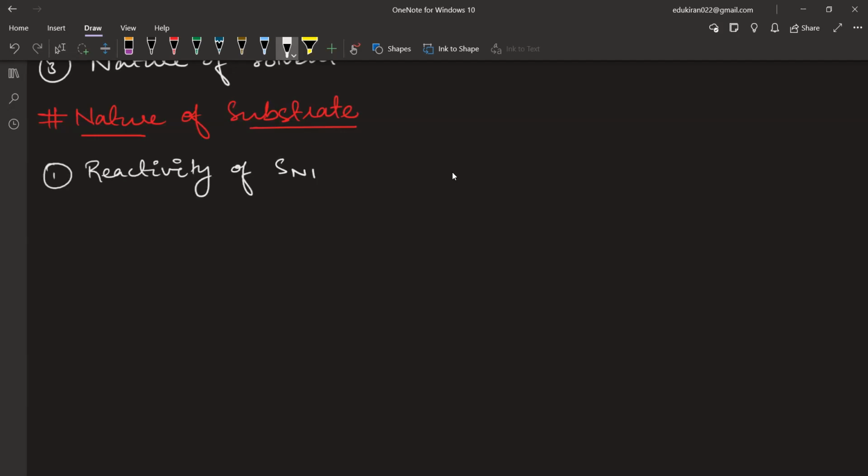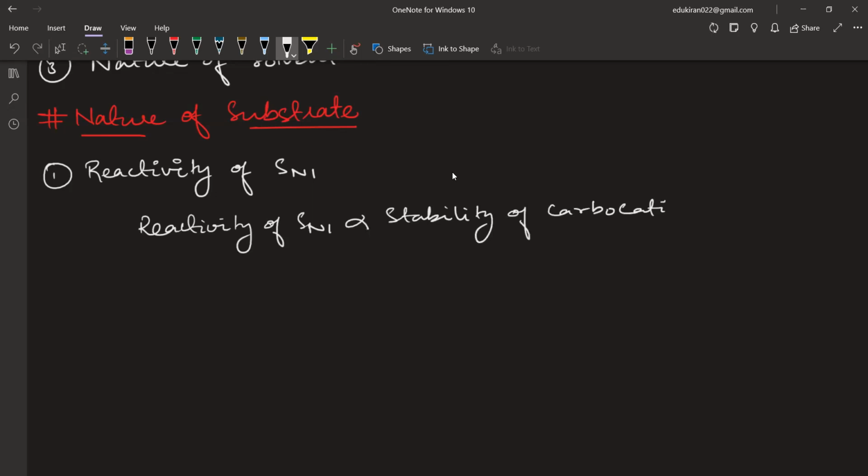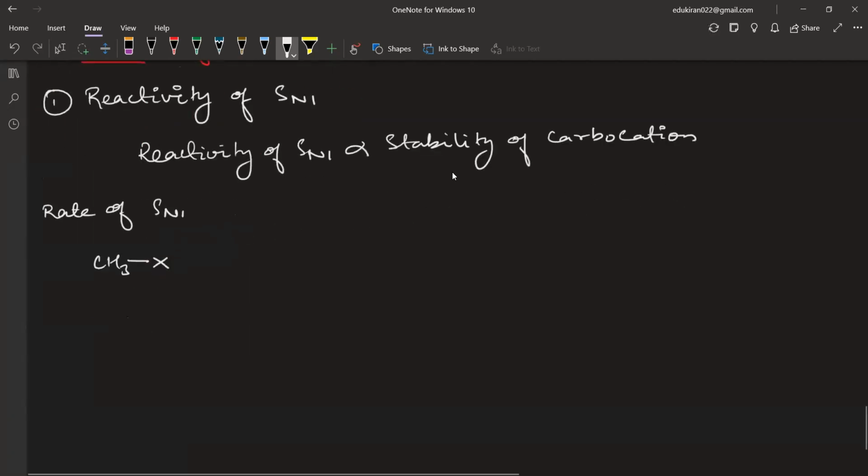Reactivity of SN1. The reactivity of SN1 will only depend on the stability of carbocation. So we'll write: reactivity of SN1 is directly proportional to stability of carbocation. That means if the carbocation is stable, the reaction will be faster. So the rate of SN1 will be slowest in CH3X because it is going to have the least stable carbocation.